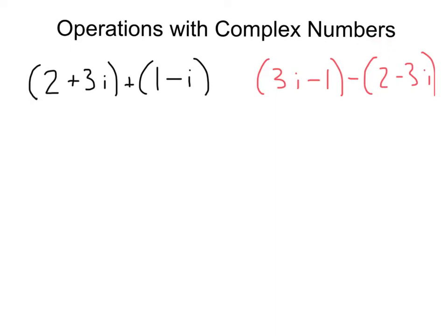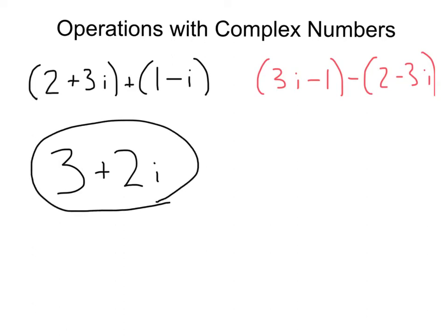Let's start with basic addition and subtraction. Now remember, your complex numbers can be treated just like terms. So in this one we would have 2 plus 1, that would give us 3, and our other like terms are our i's, that would be 3i minus i, that would give us 2i. So we have 3 plus 2i would be the answer to this one on the left.